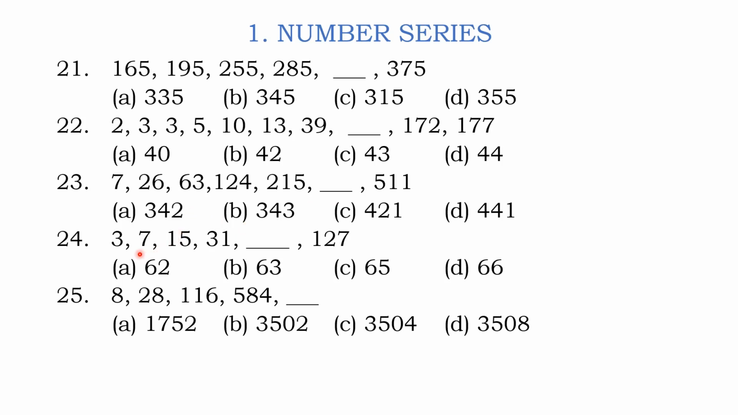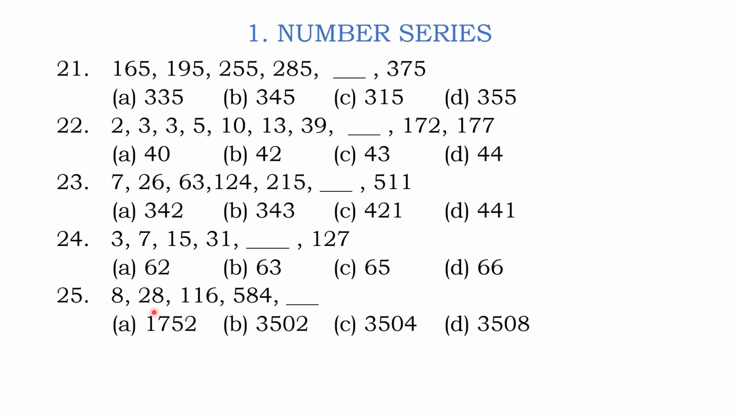And the next problem is 3, 7, 15, 31, blank, 127. Here the differences are 3 and 7 differ by 4, 7 and 15 differ by 8, 15 and 31 differ by 16. So the next difference should be 32. 31 plus 32, it is 63. And next difference should be 32 into 2, that is 64. So 63 plus 64, it is 127. So the answer is 63.